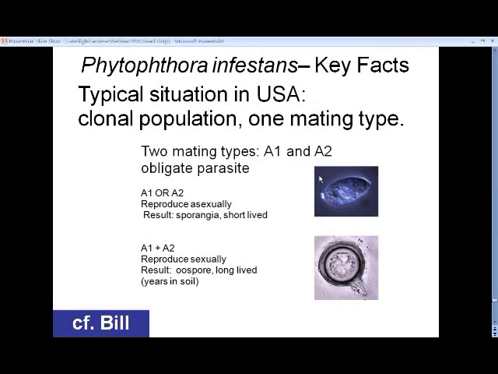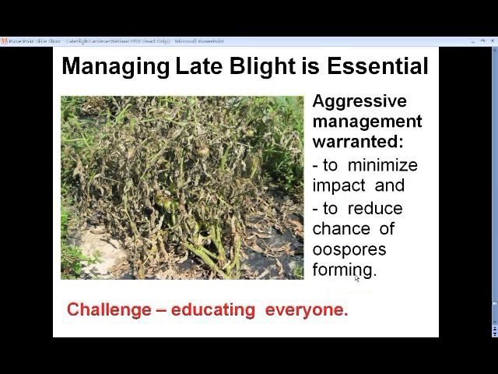And I want to reiterate once again that at this point in time, the pathogen appears to be just reproducing asexually. That's a short-lived spore. There is the potential for it to reproduce sexually. We have detected both mating types in the United States, very rarely. We usually detect just one. But if it does reproduce sexually, it produces a spore with a very thick wall that can survive long-term in the soil. At that point, late blight becomes like early blight and septoria leaf spot and other diseases where the pathogen can survive in our garden.